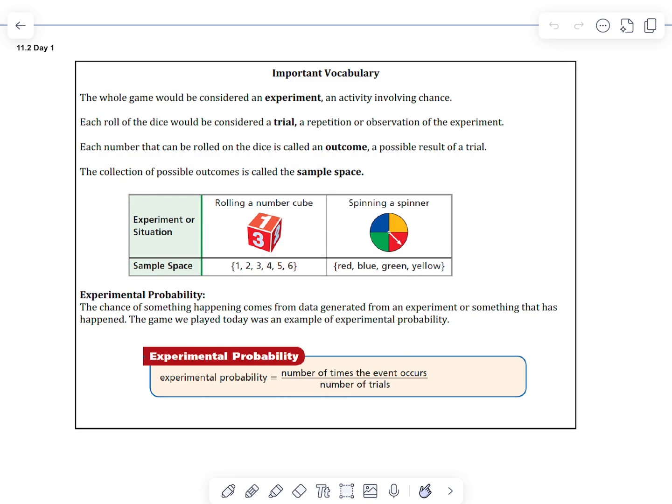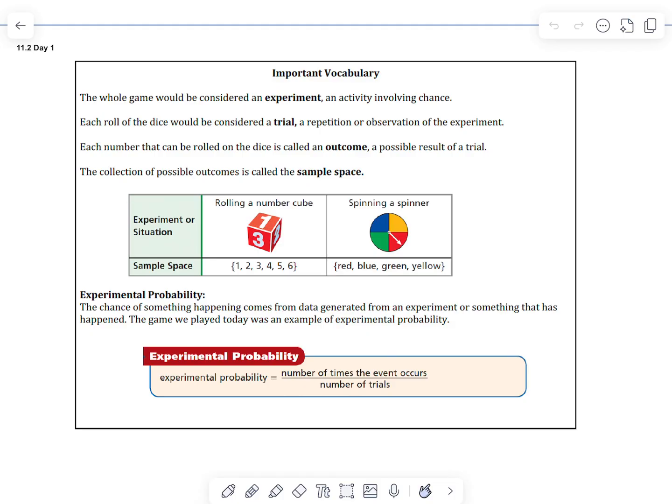So in this first diagram, it shows you the experiment of rolling a number cube, and the sample space would be: you could get a 1, a 2, a 3, 4, 5, or 6. The second one is spinning a spinner. Notice there are 4 colors on that spinner, so you have equal chances of getting a red, a blue, a green, or yellow, along with an equal chance of getting a 1, 2, 3, 4, 5, or 6 on a dice.